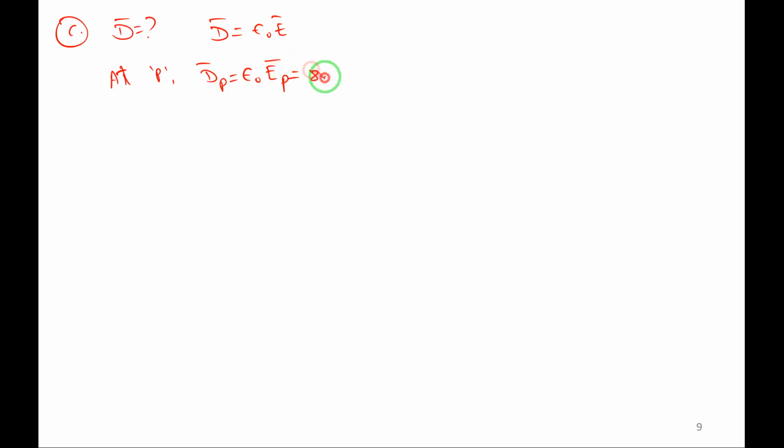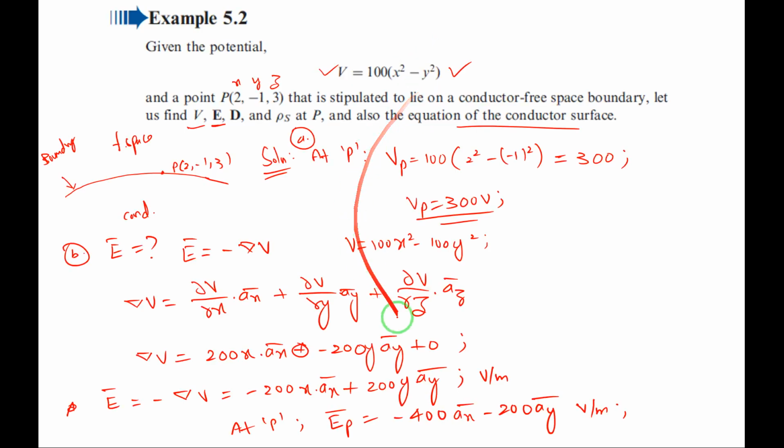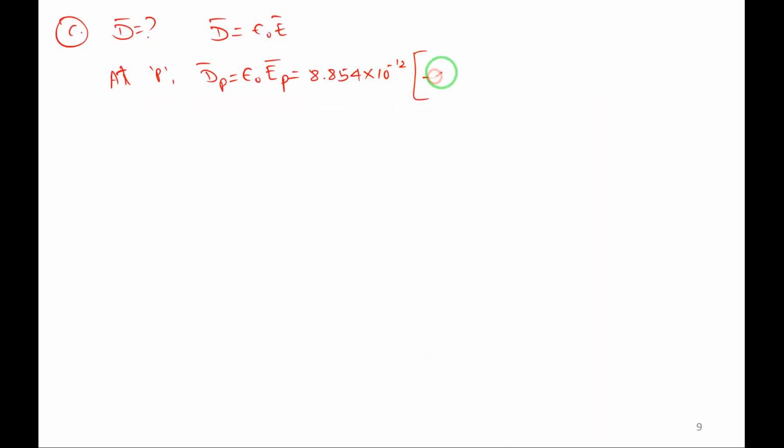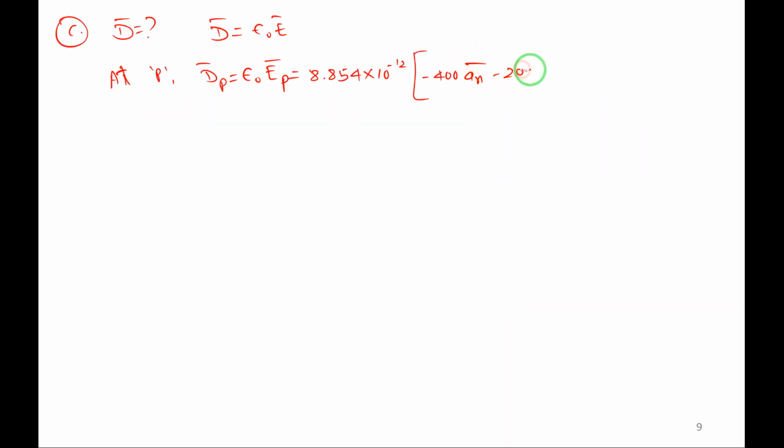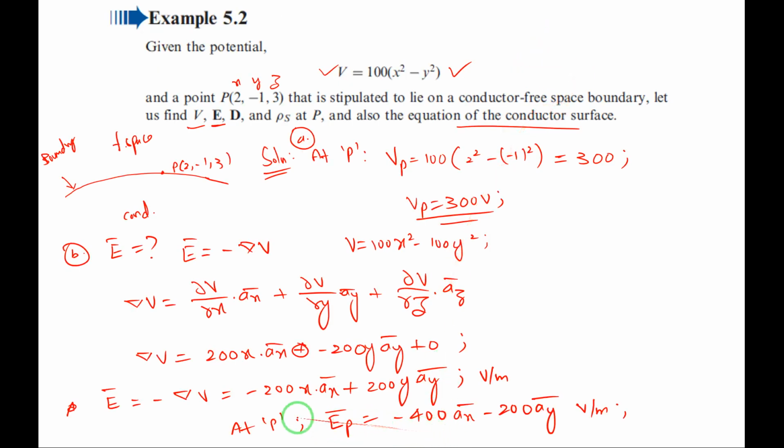So epsilon naught is 8.854 into 10 power minus 12 into E at point P, which is minus 400 AX minus 200 AY. I have made some mistake. Let me check. Yes, this is plus side. No, it's correct only. It's minus. Yes, correct. Minus 200 AY volt per meter.